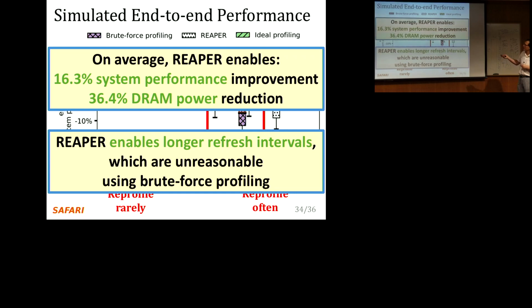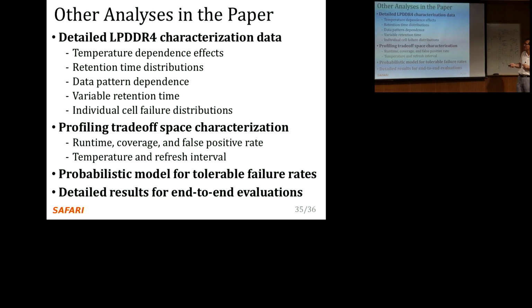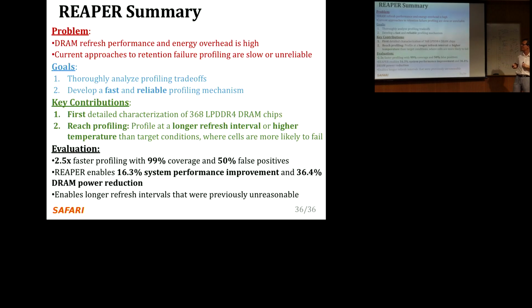So key conclusions. Reaper is, in my opinion, a relatively doable online profiling mechanism. It enables about 16% performance improvement and 36% DRAM power reduction, according to these results. Of course, take this with a grain of salt. And it turns out that it enables longer refresh intervals, which are unreasonable using some brute force profiling methods that were proposed previously. There are a bunch of other analyses in the paper. If you're interested in that, I'll point you to the paper. I like this part a lot, the probabilistic model for tolerable failure rates, which has a mind of its own. I think there needs to be more research in that direction.